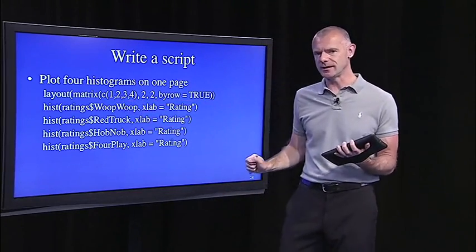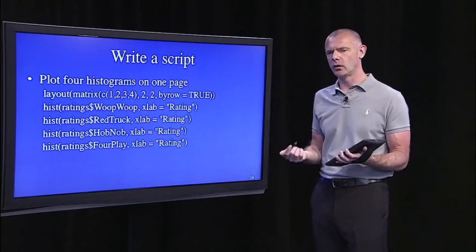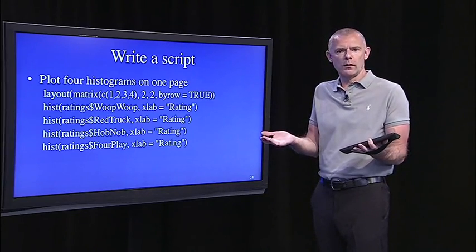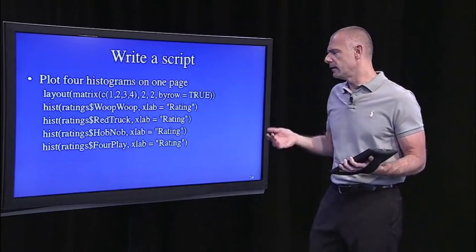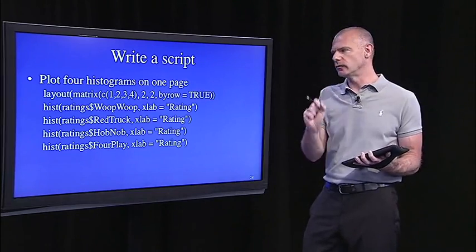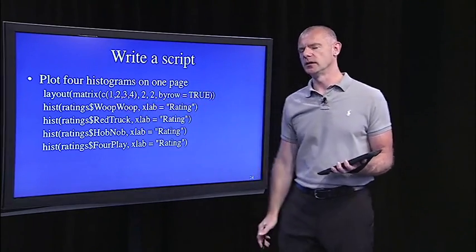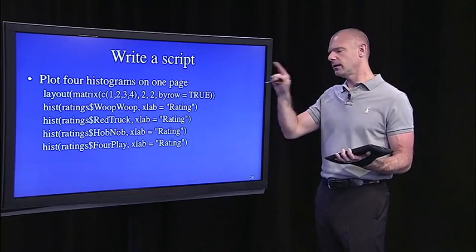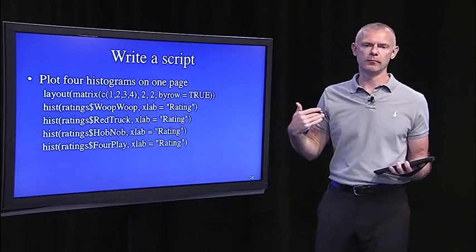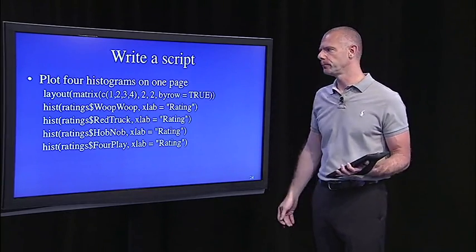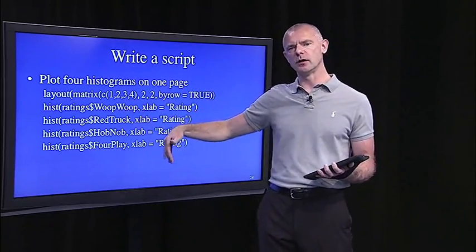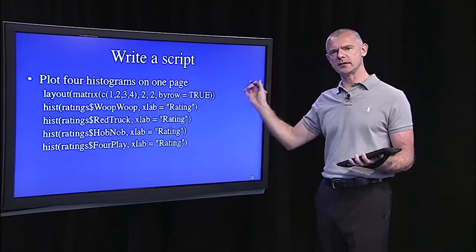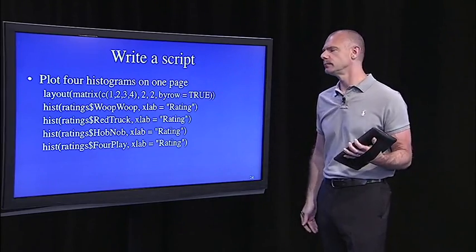First is this function c. That stands for combine, or more technically, concatenate. We're going to concatenate just 4 numbers, 1, 2, 3, 4, and I'm going to arrange them in a 2 by 2 matrix. That's what this next function does. It creates a matrix, and it's a 2 by 2 matrix, and we're going to list things by row, which is why we have byrow equals true. And that's all put into another function called layout. So what you can see here, if you have some programming experience, is that functions can be embedded in functions.